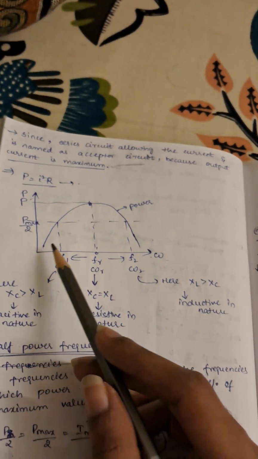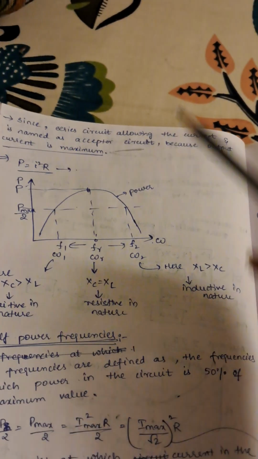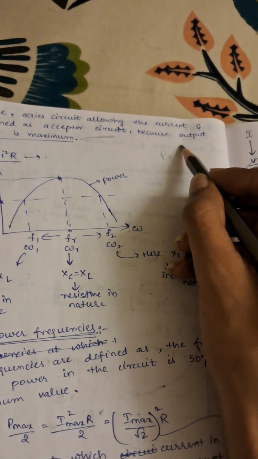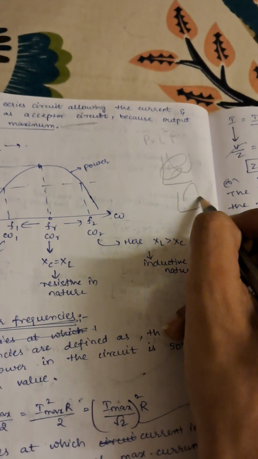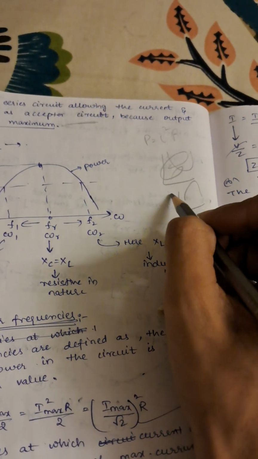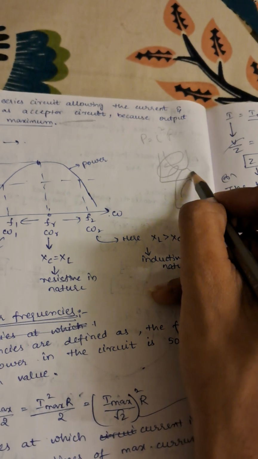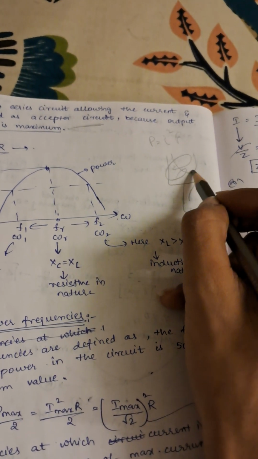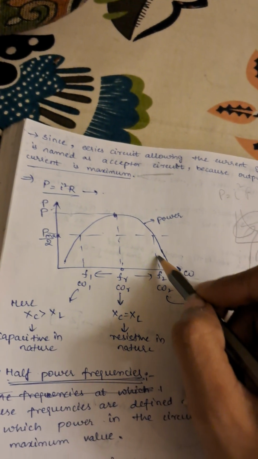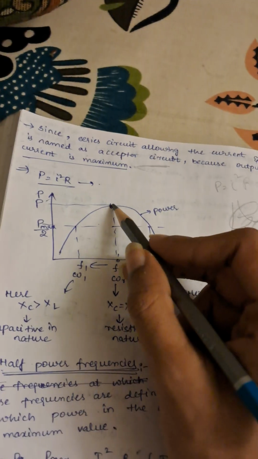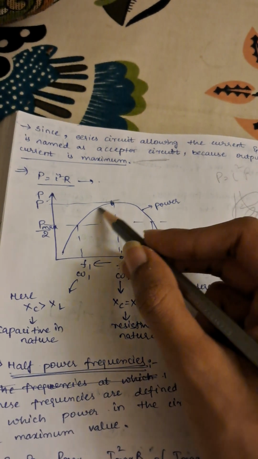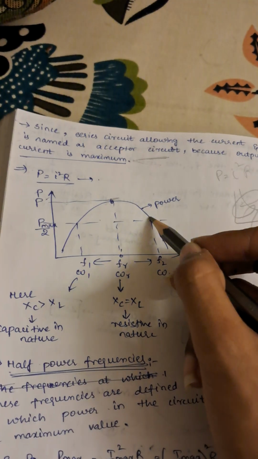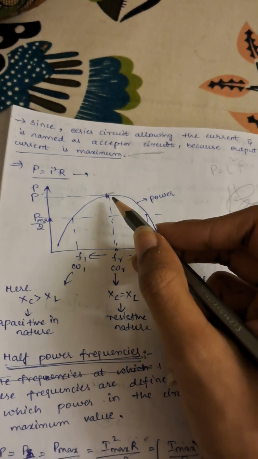Now we are going to draw the power graph. We all know that P is equal to I squared R. For current it is like this, against omega. For power it will also be the same shape, but a little bit higher because of I squared. So here at the resonant condition, power is maximum, with the capacitive condition on one side and the inductive condition on the other.